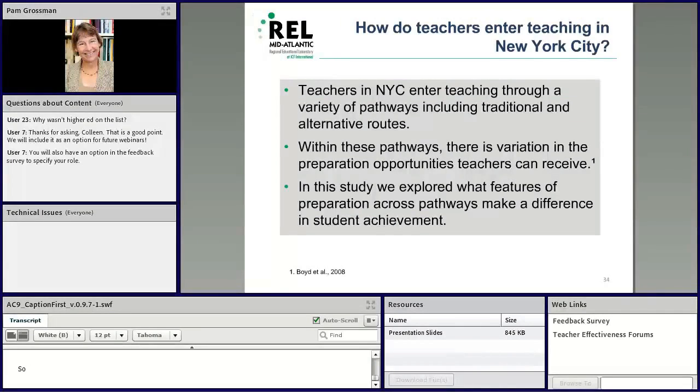New York is unique and also a microcosm for what's happening nationally. And what you find is that teachers in New York are entering teaching through a wide variety of pathways. That earlier slide showed you just a few of those different pathways, and those include both traditional and alternative routes. There's also a great deal of variability within the pathways in the kinds of teacher preparation that teachers are receiving. University-based teacher education means lots of different things in the context of these programs, just as alternative route preparation meant lots of different things. So as I said, we were looking for how to characterize that and how to look at the level of those features to predict student impact.